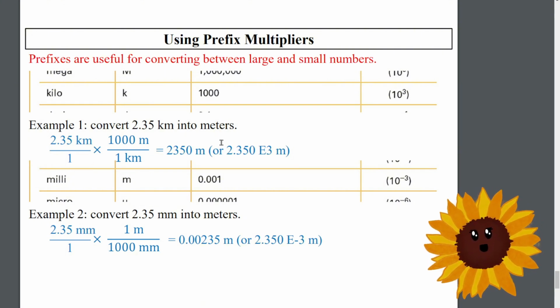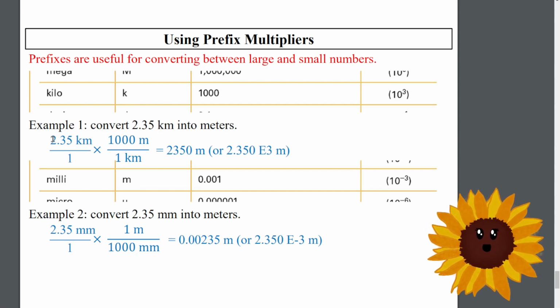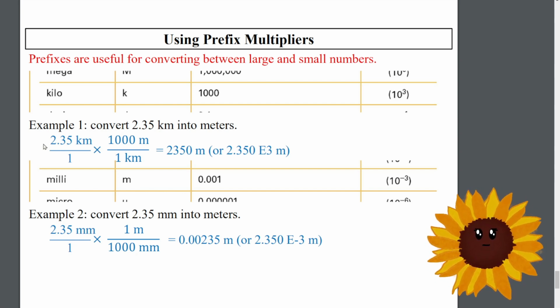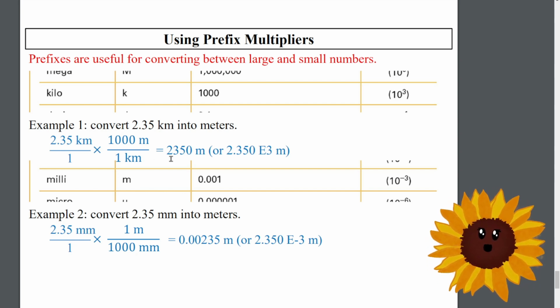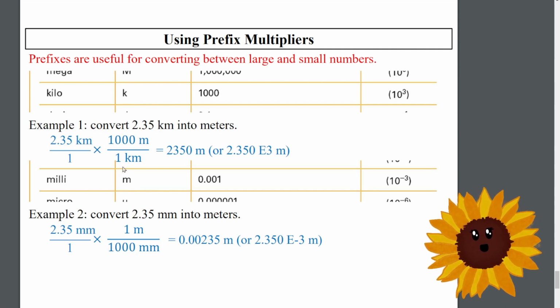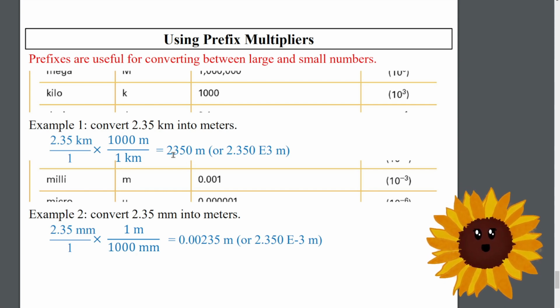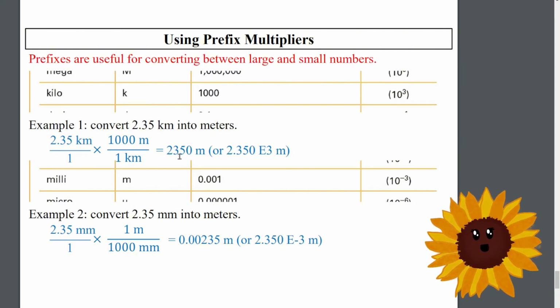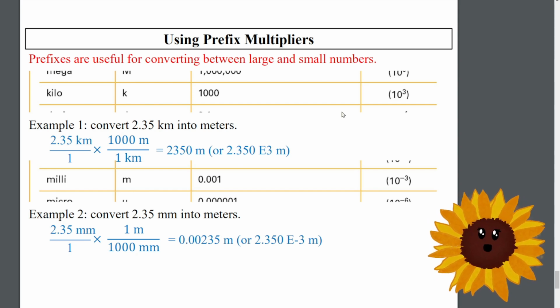Then you multiply across. So you could rewrite this as 2.35 times 1,000 divided by 1 times 1. You multiply everything on the top, multiply everything on the bottom, and divide the top by the bottom. Then you'll get 2,350 meters, or 2.35 E3, or 10 to the 3 meters.